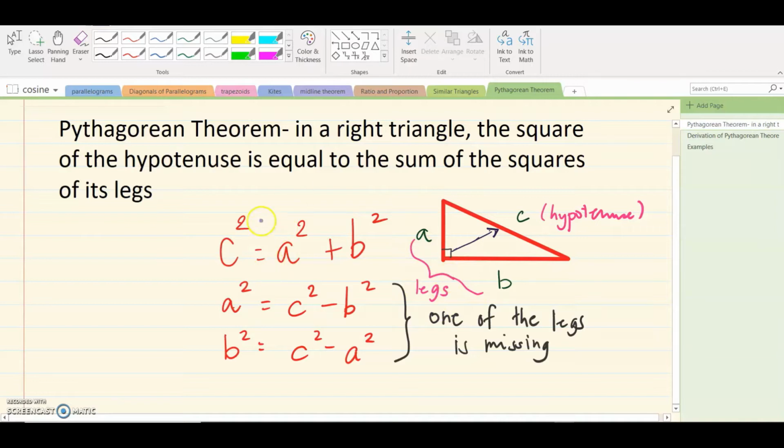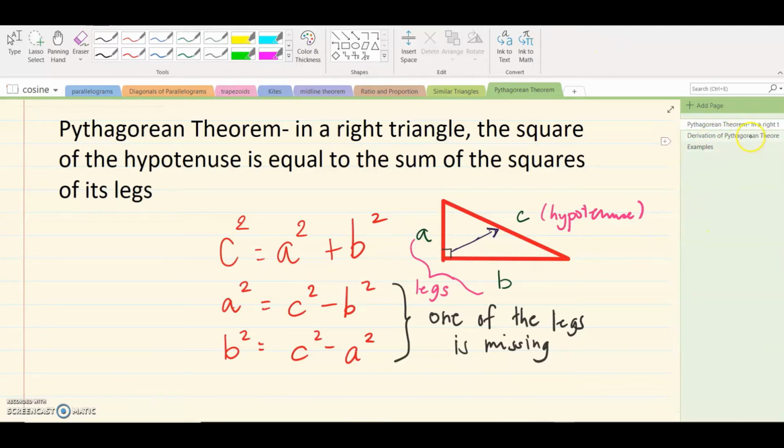So the formula for the Pythagorean theorem is c squared equals a squared plus b squared. We're going to solve for the hypotenuse, and then the alternate formulas: a squared equals c squared minus b squared, and b squared equals c squared minus a squared, if one of the legs is missing.